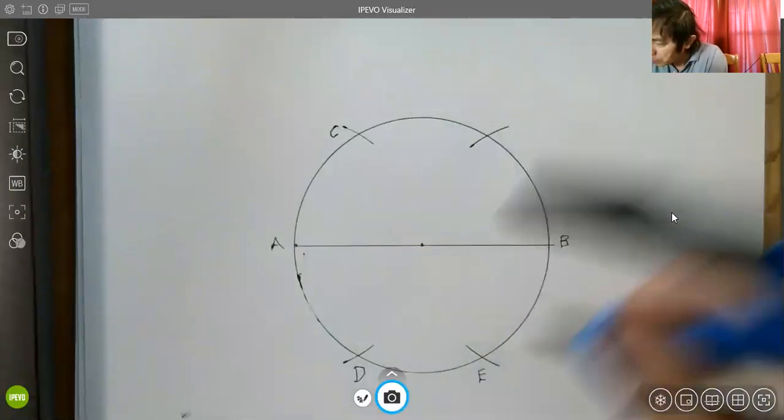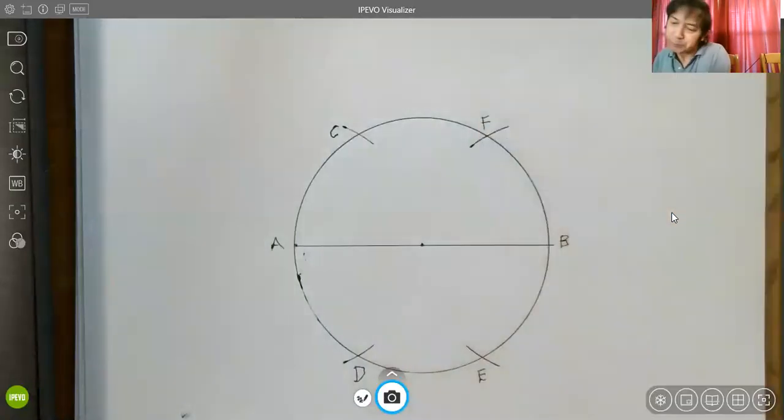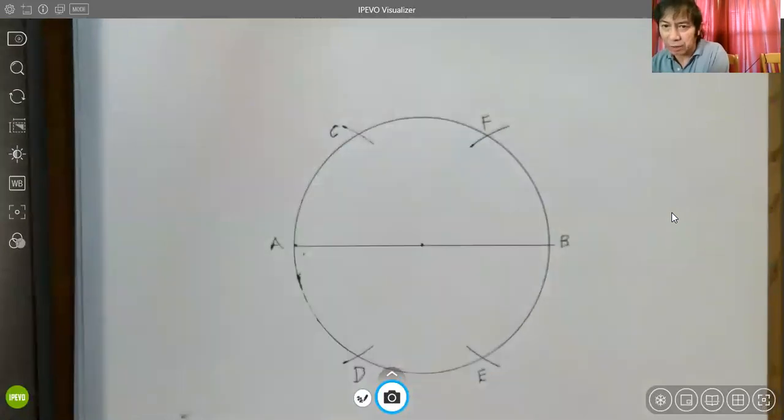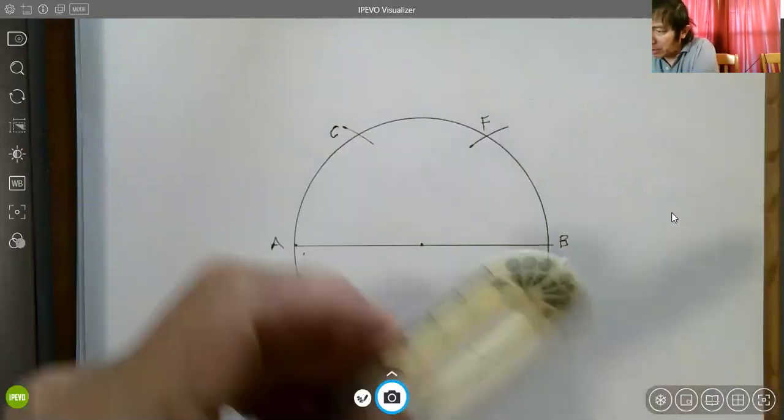and point F there. So we shall now just connect A and C, C and F and B, B and E and D, and back to A. We will now have our regular hexagon, okay? All right, so we will just connect this.